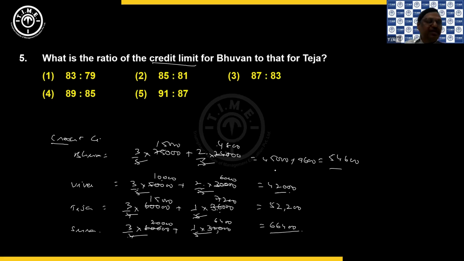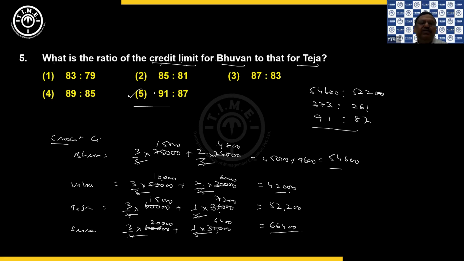Now let's answer the remaining 3 questions, students. Now this question, what is the ratio of the credit limit for Bhuvan and that for Teja? Bhuvan's credit limit is 54,600. Teja, 52,200. You can see 2 zeros gone. You can say 273 and 261. So 3 will go: 3 9s are 27, 3 1s, 3 8s are 24, 3 7s are 21. My answer is 91:87. Done? Hope you have taken the screenshot of this data, students, because this data is required for the next questions also.